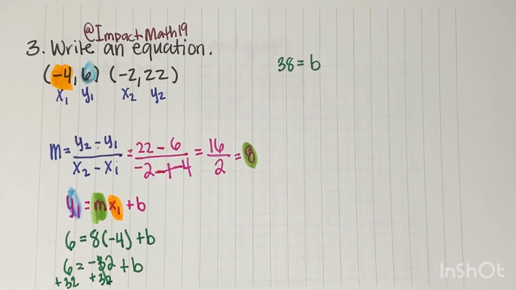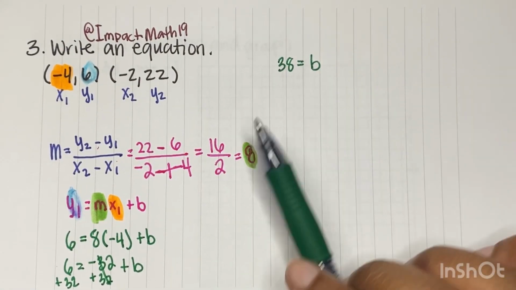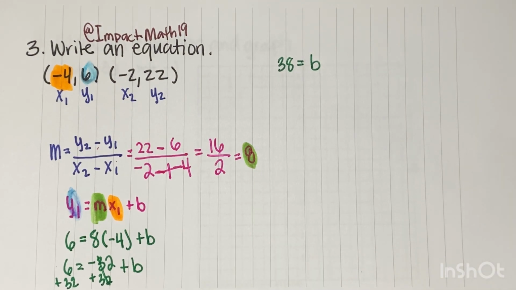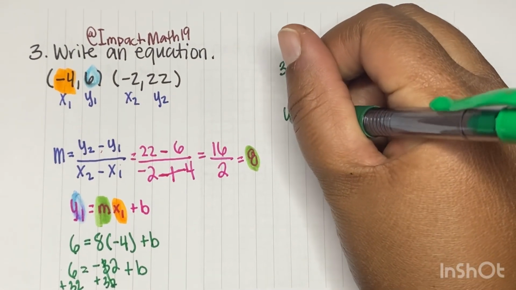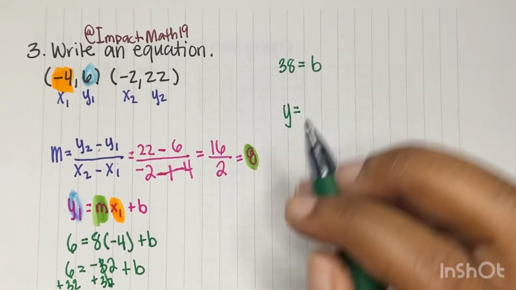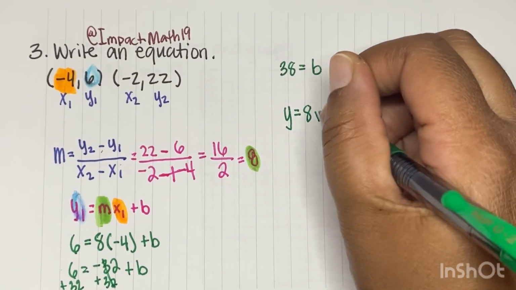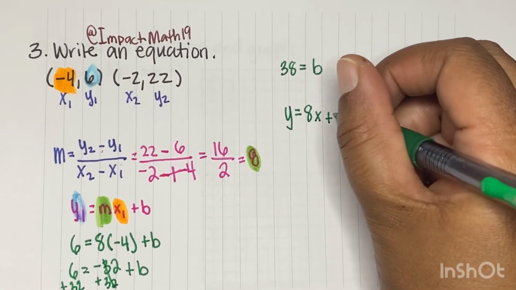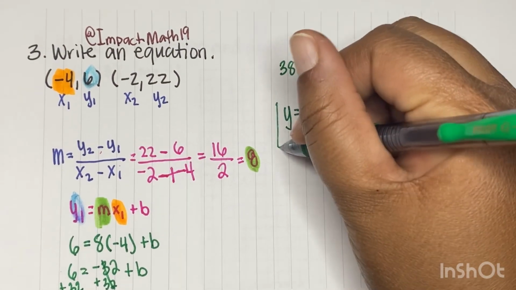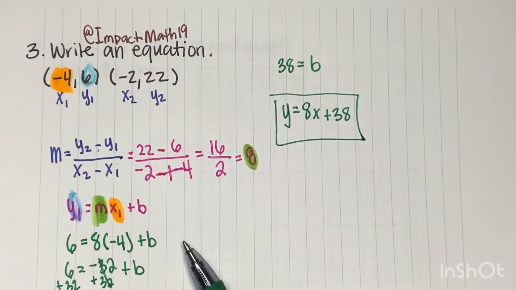Okay. So now that I have my b and I have my slope, I can write an equation. Y equals my m, which was 8x, and my b is a positive 38. And this is how we write an equation given 2 points. Well, one way, I should say.